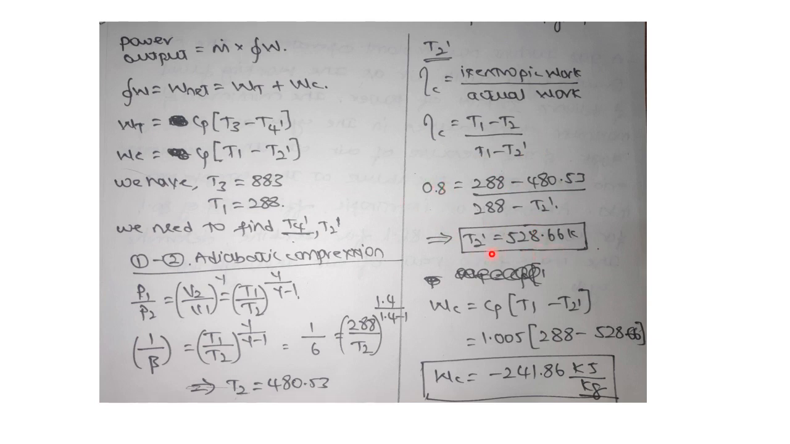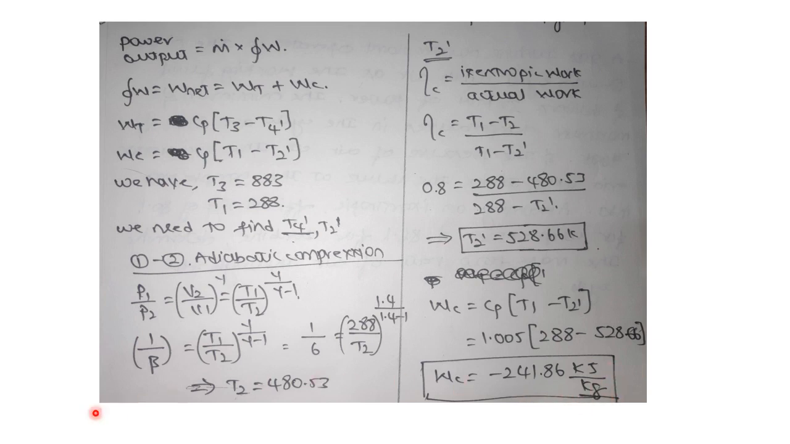Once you get the value of T2 dash, you can calculate the compressive work output. So work done by the compressor is given by Cp into T1 minus T2 dash. Substitute the values, and remember the Cp value was 1.005 for the compression. When you substitute it, we'll get the value of WC as minus 241.86 kilojoules per kg.